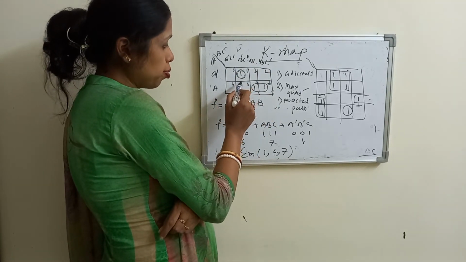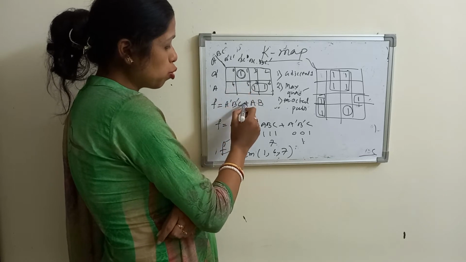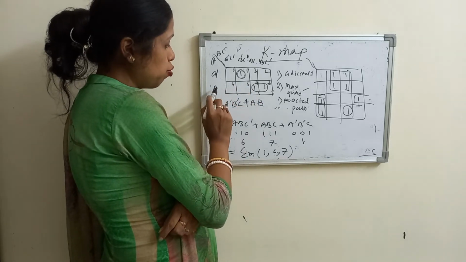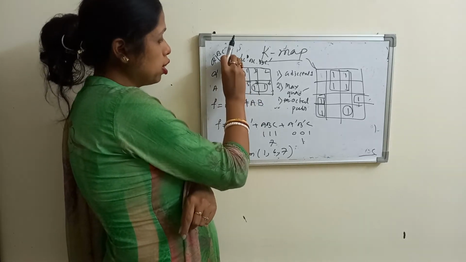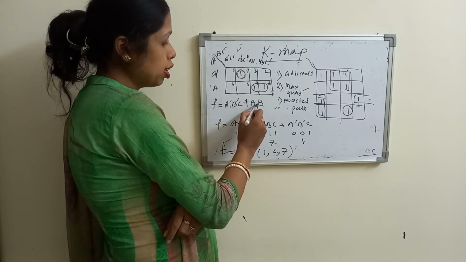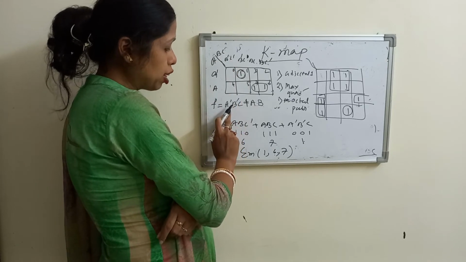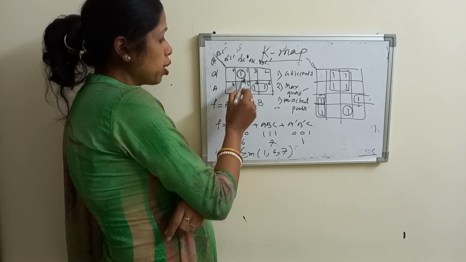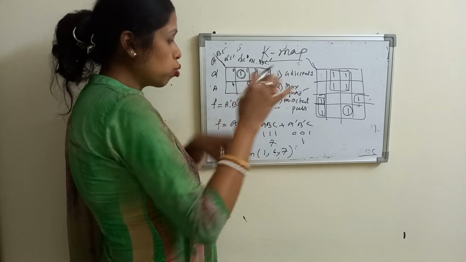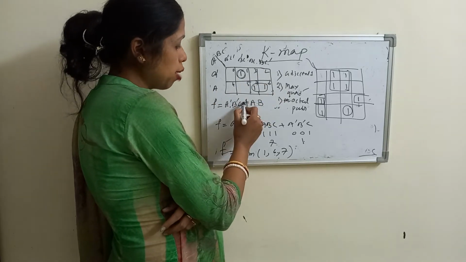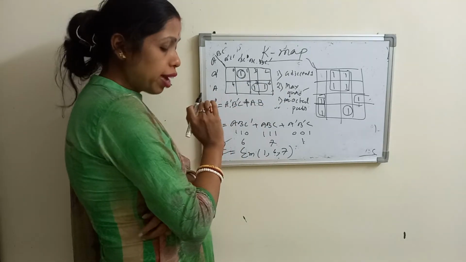For adding individual groups, I have to put a plus. If I want to include this value with this value, I have to put multiplication. And if you want to include all the groups in a function, I have to put a plus sign, right?